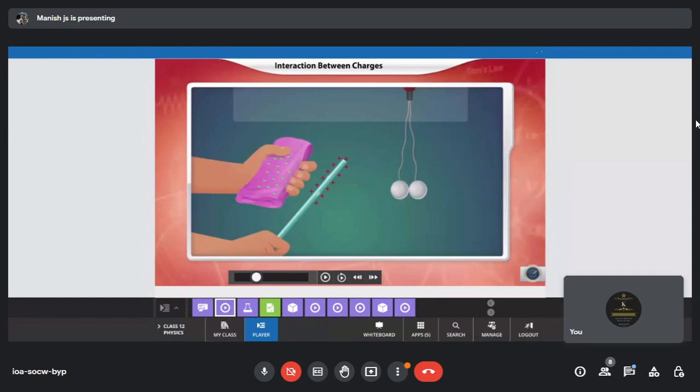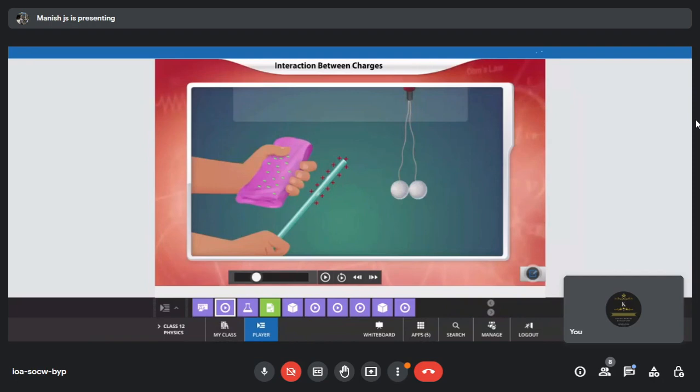So they gain electrons and become negatively charged, isn't it? So the same logic applies here also. The glass rod loses electrons and becomes positively charged. The silk cloth will gain electrons and become negatively charged. This is the basic concept that you should know.